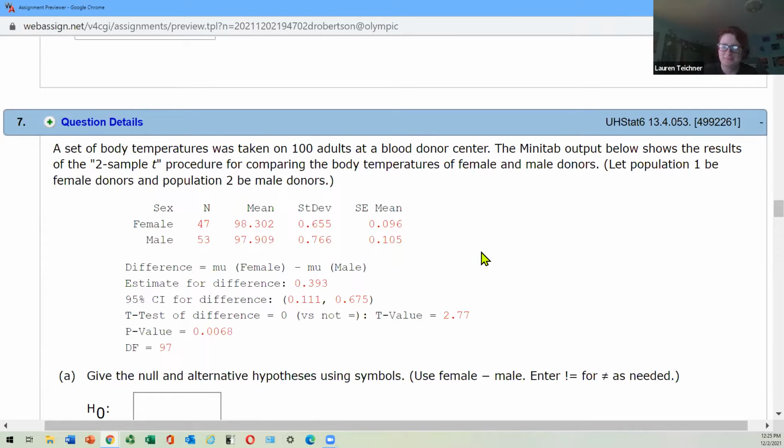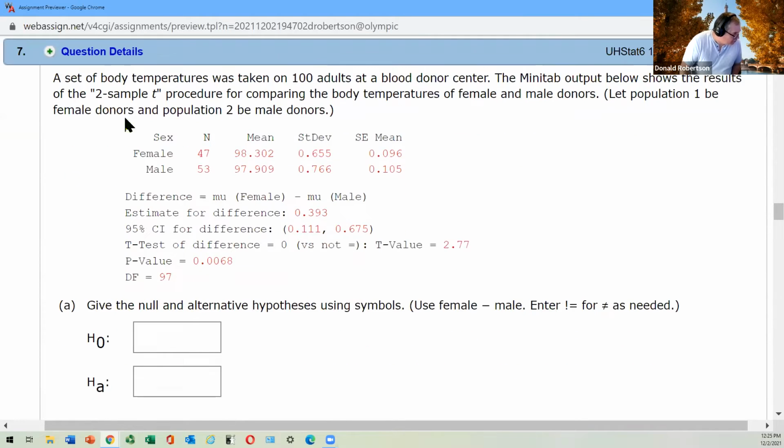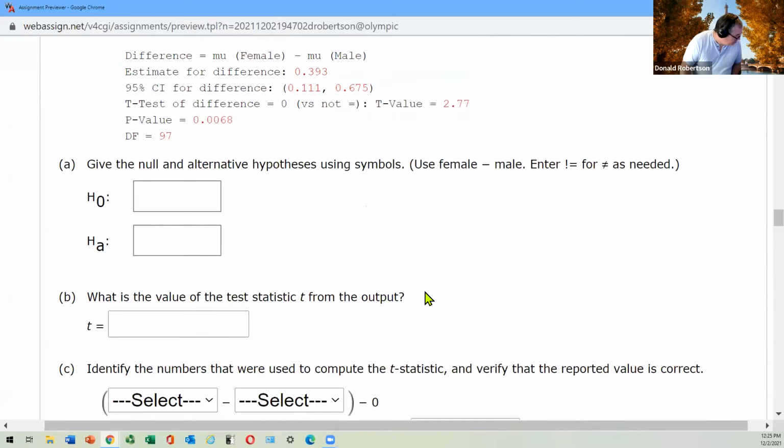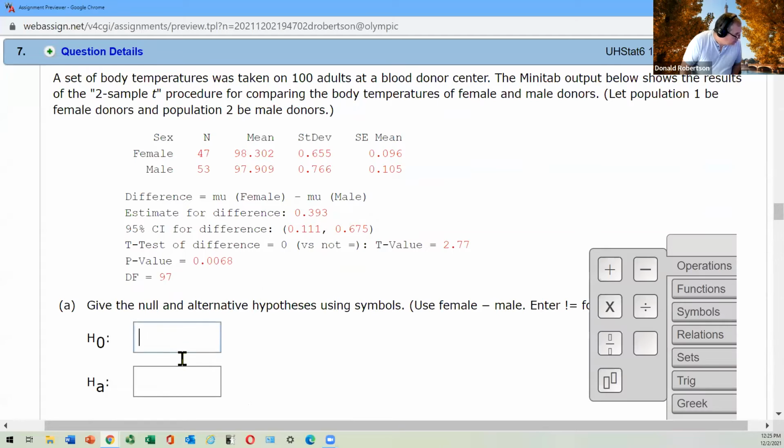Okay, I got you. So there's tons of information here. What we need to basically do is look at this and figure out how to interpret it, right? So give a null and alternative hypothesis using female take away male, right? And enter that if not needed. So I'm assuming that we're looking for, is there a difference between the two? So let me check in case they phrase it. No, it shows the result.